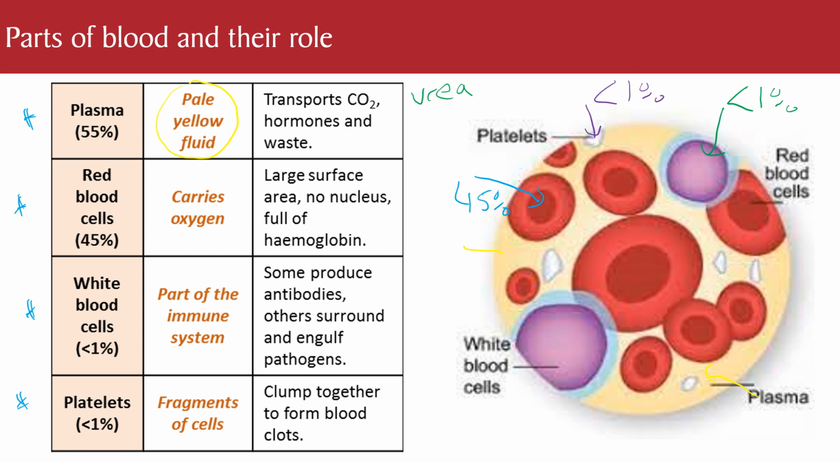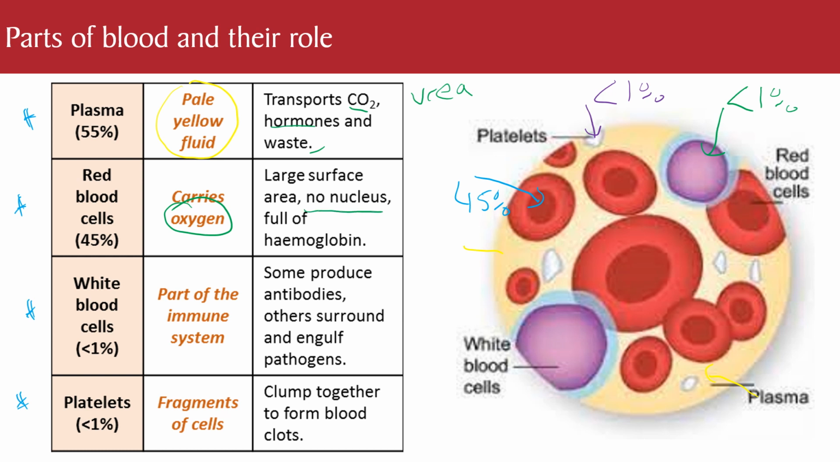It also transports everything else. It transports carbon dioxide, hormones, waste, anything that needs delivering around the body is dissolved in the plasma. One of the only things that isn't dissolved in the plasma is oxygen. So oxygen is in the red blood cells. Pretty much everything else is dissolved in the plasma.